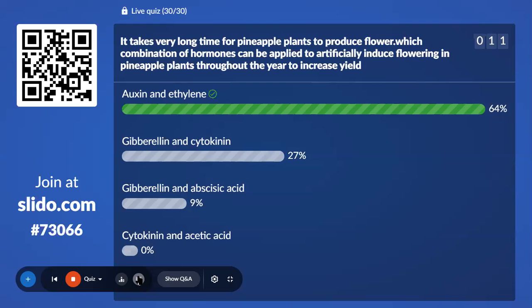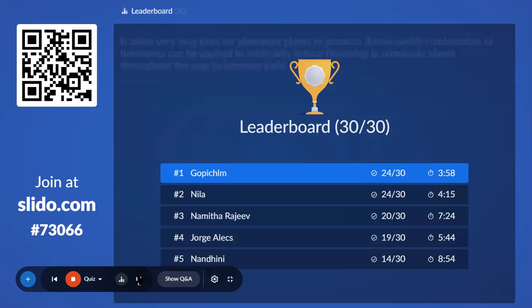Let's check who is the topper and who is the fifth one. First Gopi back to the first position, and second Nila, third Namita Rajesh, fourth George Alex, and fifth Nandini.